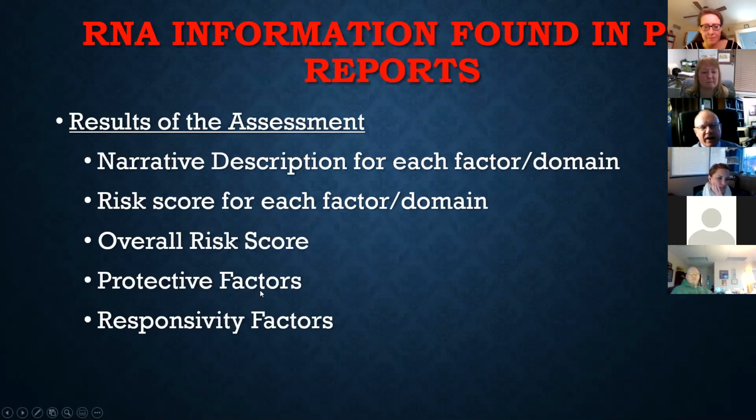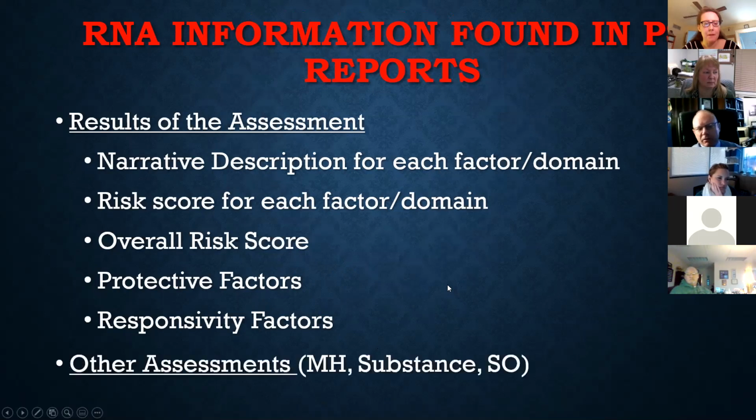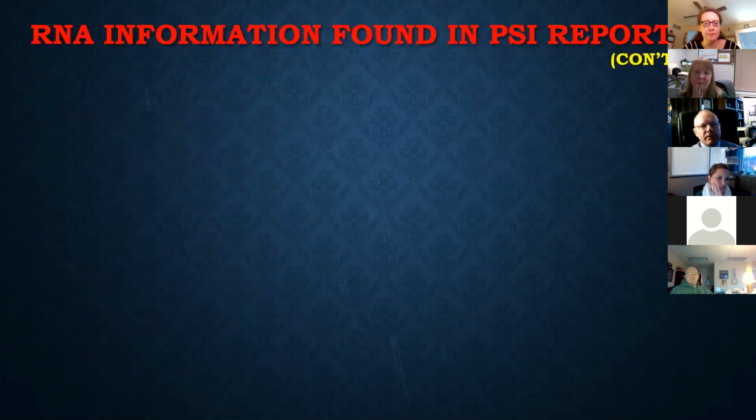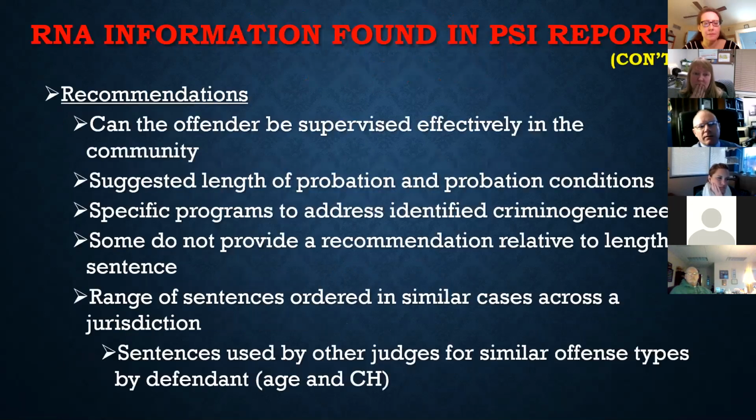Again, protective factors are really important, like family, church, pro-social, all those type of things. And responsivity factors, we mark those off. And of course, other assessments, if they're ordered, are included with the report. Again, recommendations: can the offender be supervised effectively in the community? Suggest length of probation and parole, and probation conditions. Specific programs to address identified criminogenic needs.